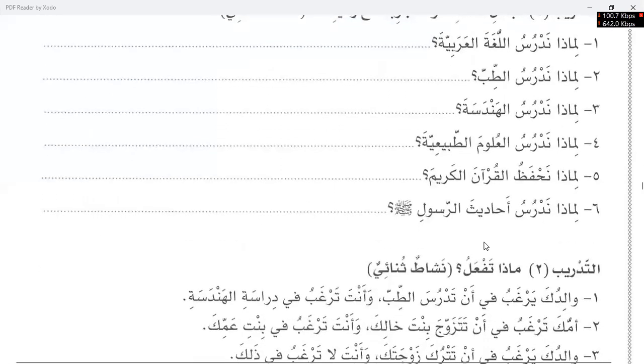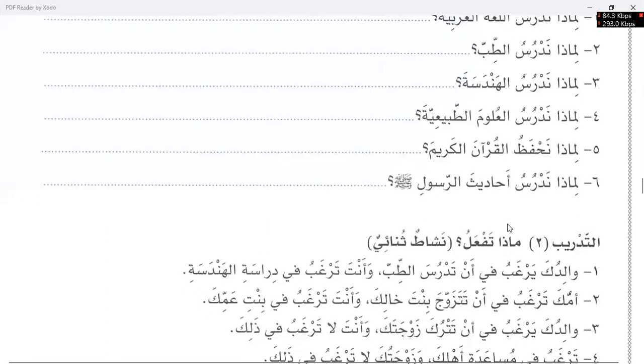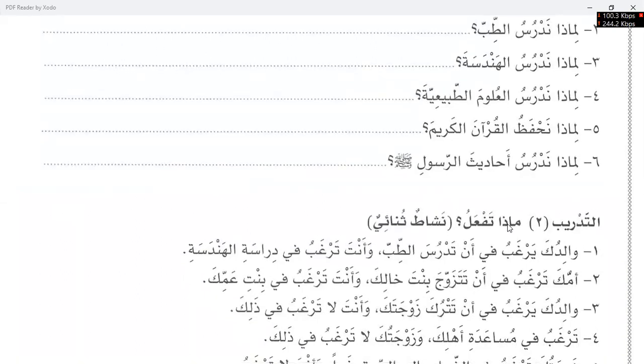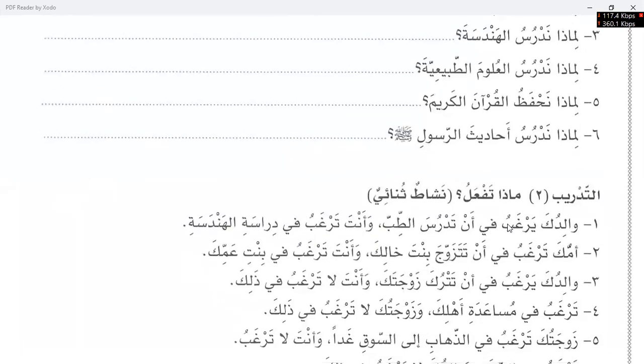Then limaza nadrusu ahadith ar-rasul sallallahu alaihi wasallam. Why we study the hadith of Rasulullah sallallahu alaihi wasallam? Anyone can answer me in English if you don't know in Arabic. We study hadith to understand the correct understanding of Islam. Nadrusu hadith Rasuli sallallahu alaihi wasallam li nafhama fahman sahihan anil Islam. Or you can also write Nadrusu hadith li nafhamal Quran.